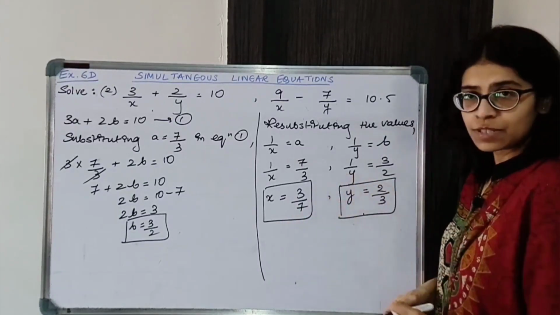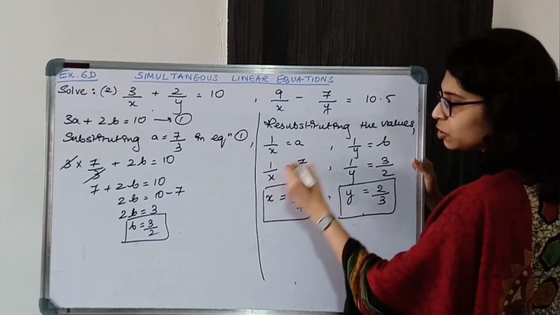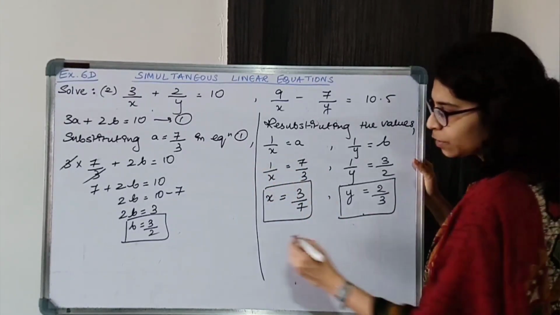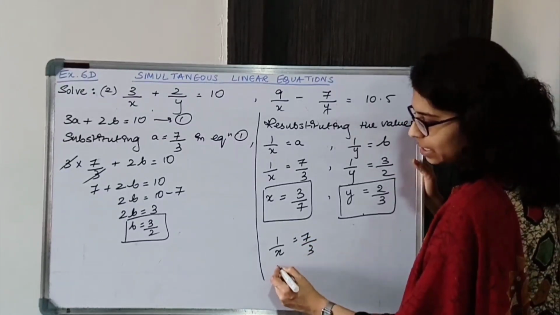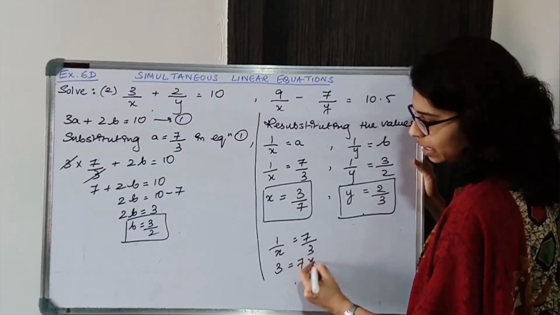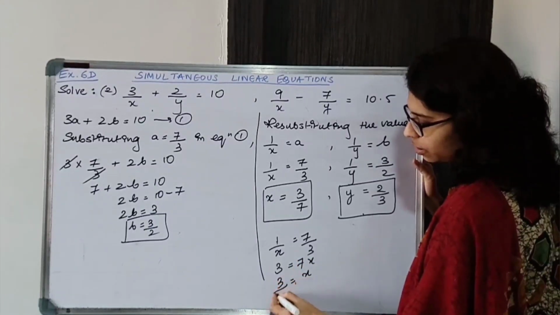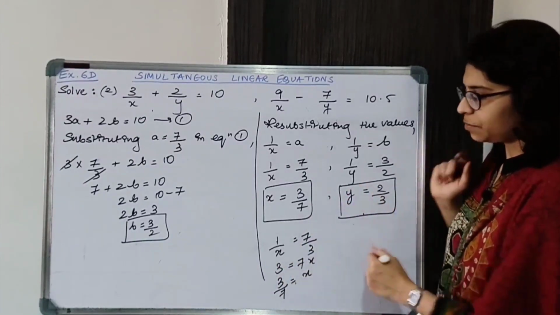And if this seems a little difficult, if reciprocal is not clear, what you can do is just cross multiply. Okay, so 1 upon x is equal to 7 upon 3. You can say 3 into 1 is equal to 7x, that is x is equal to 3 upon 7. Okay, you can solve this way also, and same thing over here.